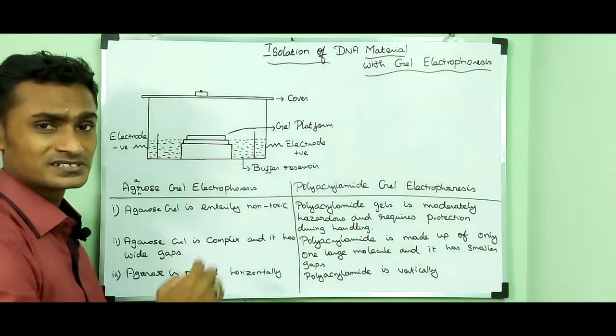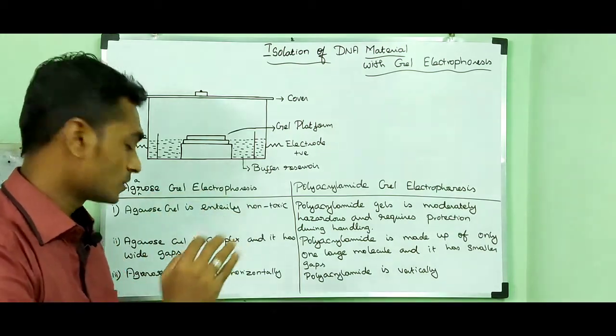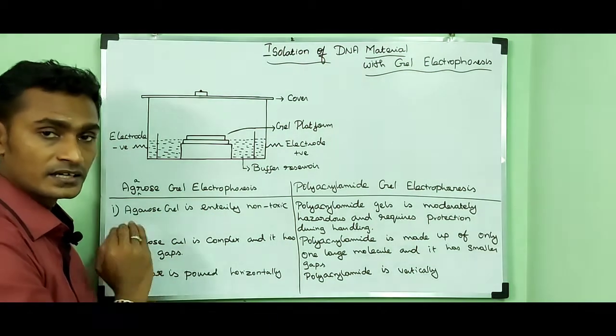Agarose gel is a complex gel because it is made up of many differently sized molecules and it has wider gaps. It has wide gaps.